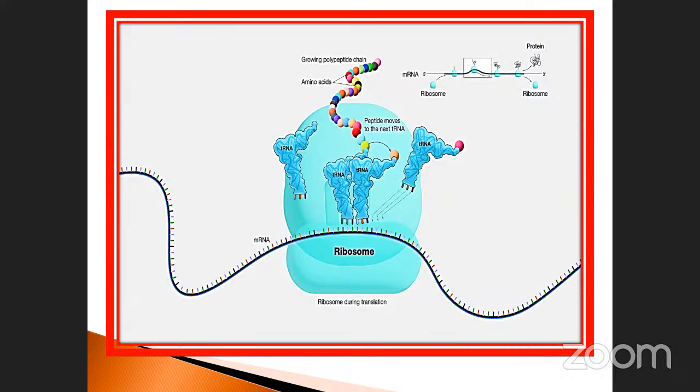This is a long thread-like structure called messenger RNA, mRNA. This is the ribosomal RNA, a large subunit as well as a small subunit. In between, there is a small T-like structure called the cloverleaf model. This is tRNA. So the three RNA molecules are very, very essential for the translation process.